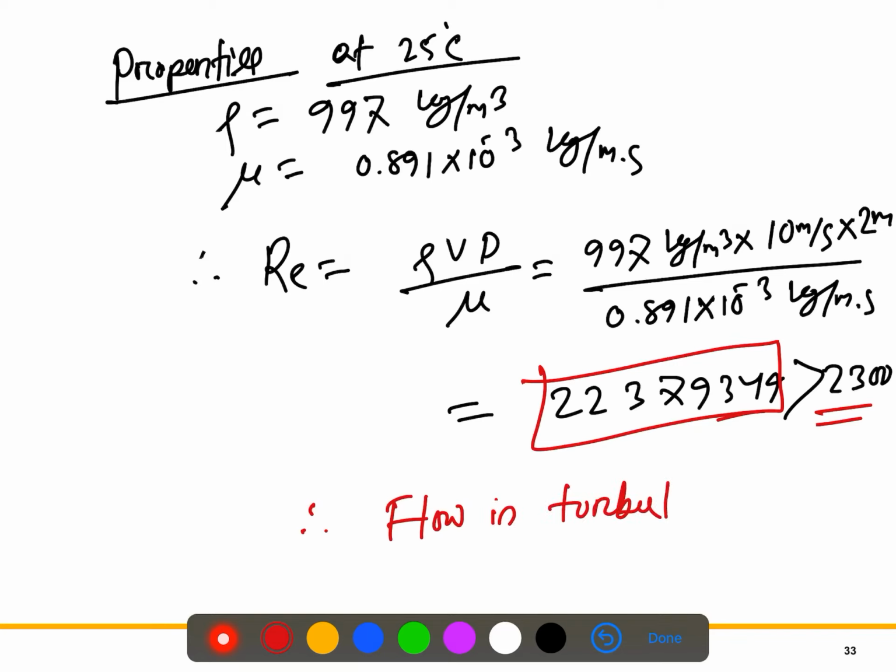We'll discuss a bit more during the lecture. We'll try to connect this sort of problem with real life applications, and then we will be able to understand the practical applications of this Reynolds number and how you can use it in different real life situations. So that's it for now. We'll discuss it during the lecture.